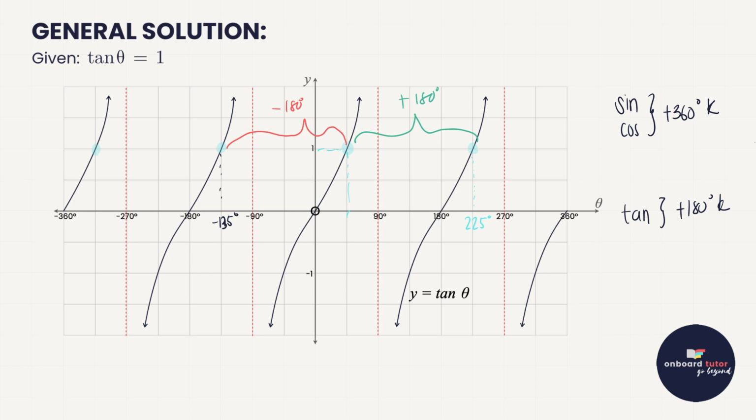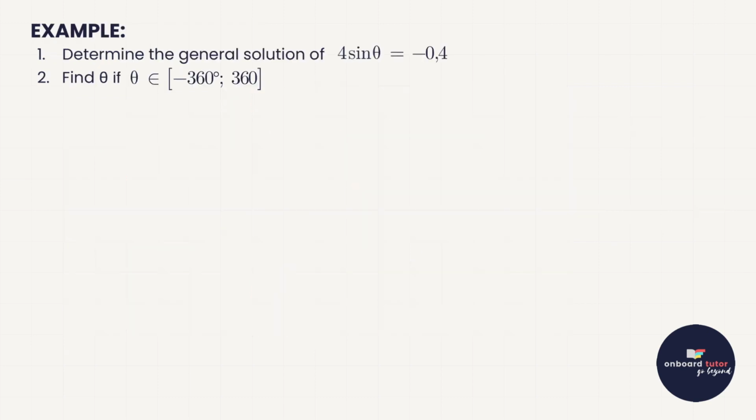Let's have a look at a step-by-step way to solve these questions when they come at you. So here's an example. Determine the general solution of 4 sine theta equal to minus 0,4. Okay, the first thing we do is we isolate our trig ratio. Okay, so step 1, isolate the trig. In other words, the fact that there's this 4 here is a problem. So I'm going to take the 4 sine theta, and I'm going to divide both sides by that. So sine theta is equal to minus 0,1.